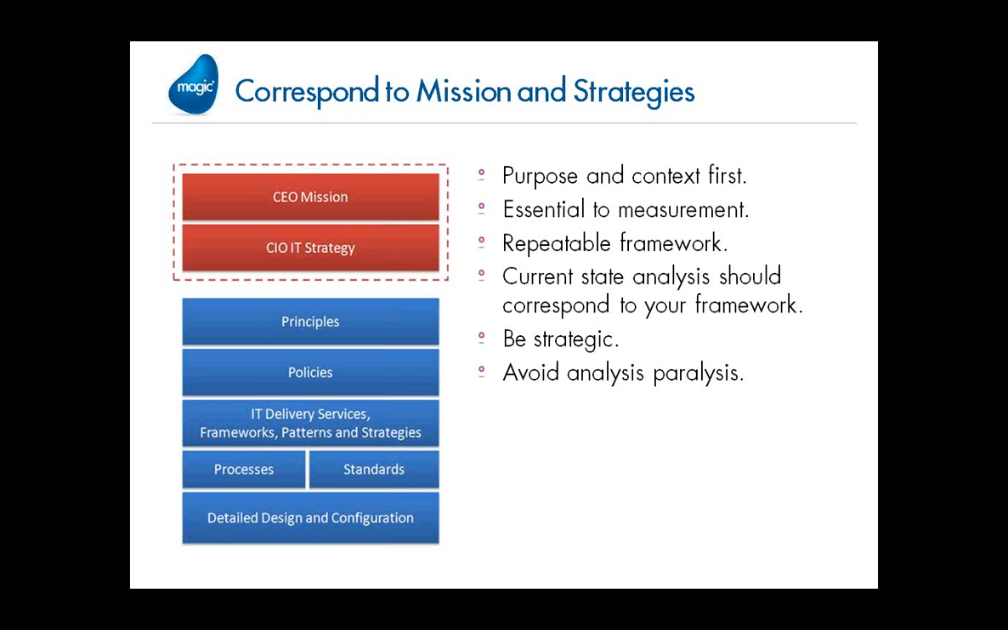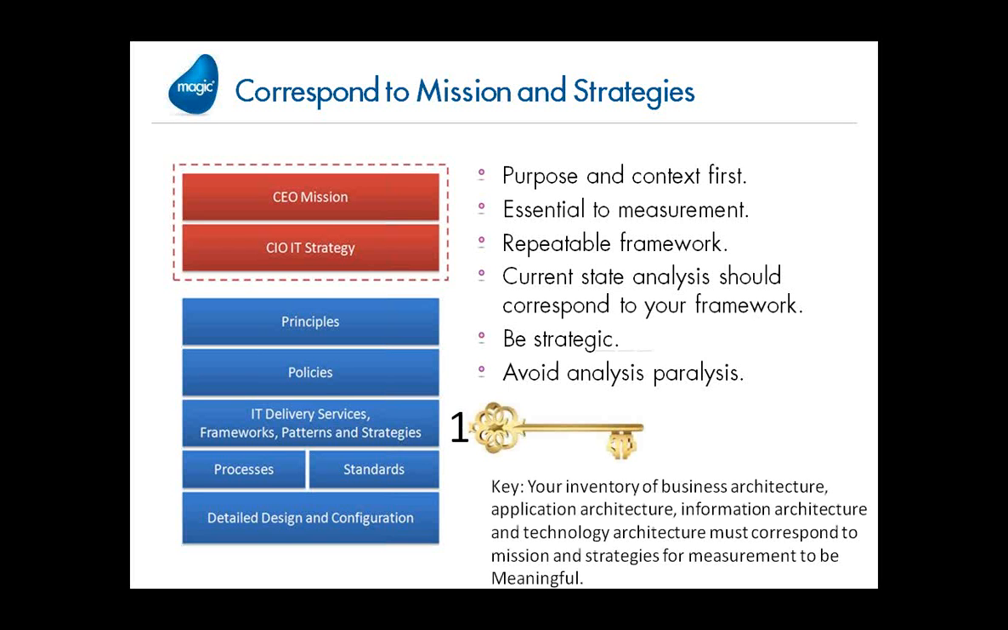You want to take an approach which allows you to correspond your upgrade plan and strategy to the mission and strategies of the organization overall. So you need to think first about purpose and context. These are essential to measurement. If you don't know why you're doing it, where you're going, then it's difficult to measure the success of that. You want to create a repeatable framework, and current state analysis should correspond to that framework. So we'll talk about that. And then, of course, in doing this, you want to be strategic and avoid the analysis paralysis. Think big picture, and then manage the details to accomplish those big picture objectives.